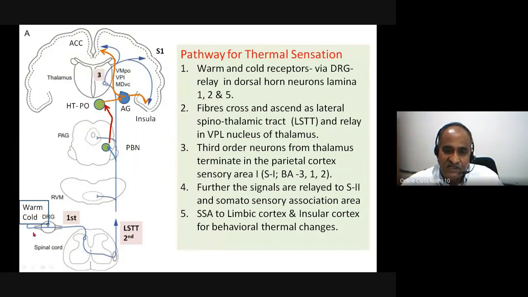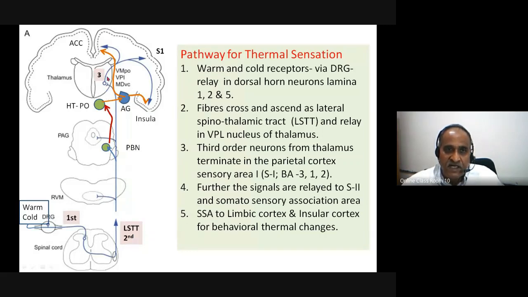You just see that whatever I have made, these are warm and cold receptors, and they come here to the dorsal root ganglion and make a synaptic contact. Maybe you have Lissauer's tract being made, and then they ascend up as a lateral spinothalamic tract, and this is the thalamus.